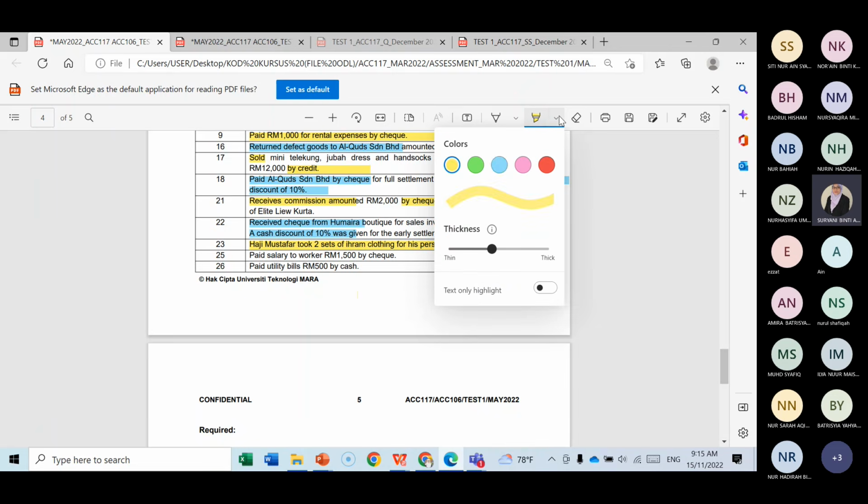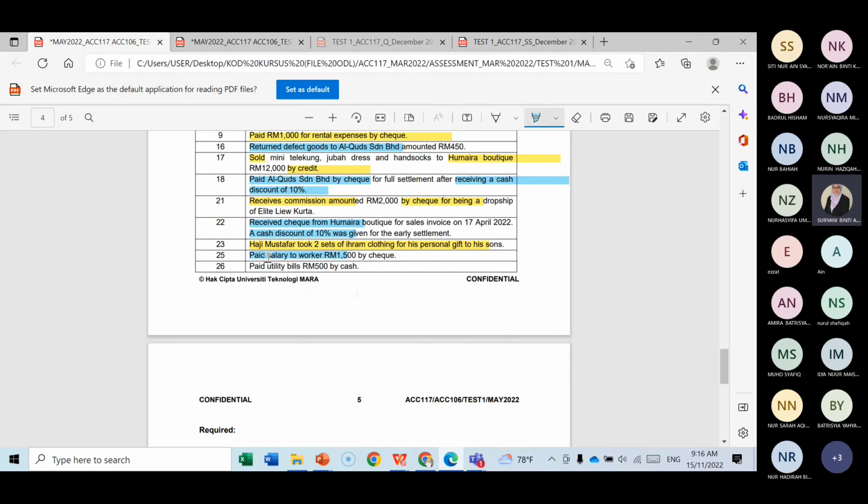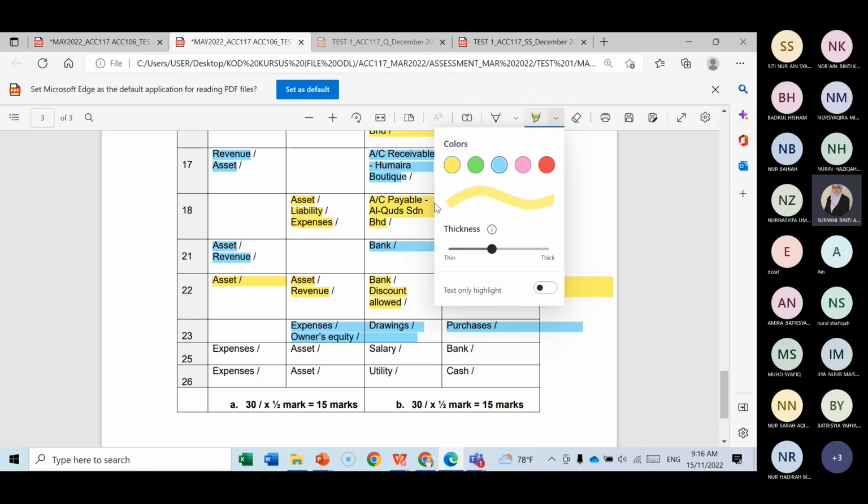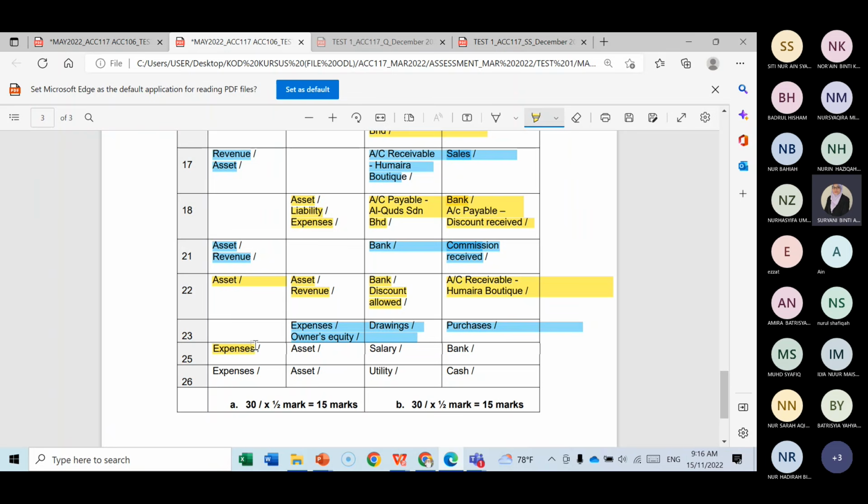Okay, this would be very easy. The keyword here, paid salary by check. So when you pay salary, salary is your expenses. What happened to your expenses? Expenses will increase. And when you make the payment by check, therefore your asset will decrease. Increase in expenses and decrease in asset. Increase in expenses, you debit the account. What is the name of the account? Salary. Decrease in asset, you will credit the account. You credit the bank because you pay by check.